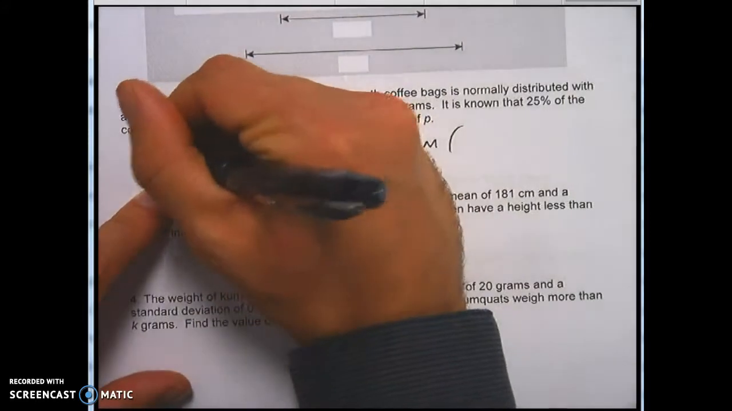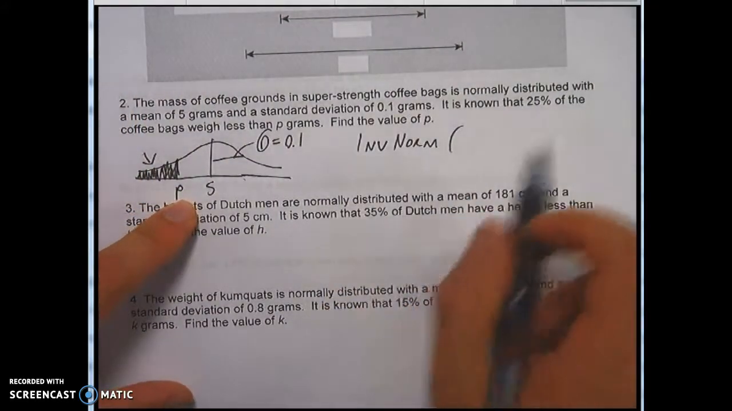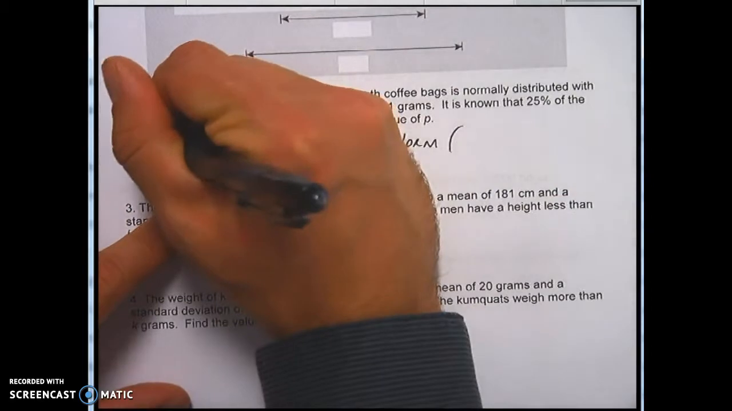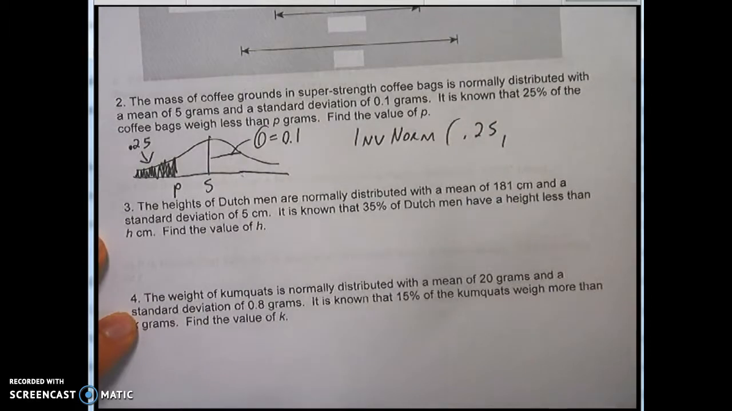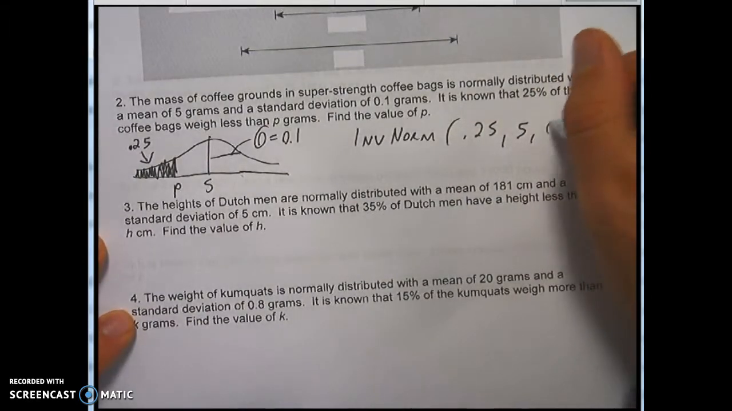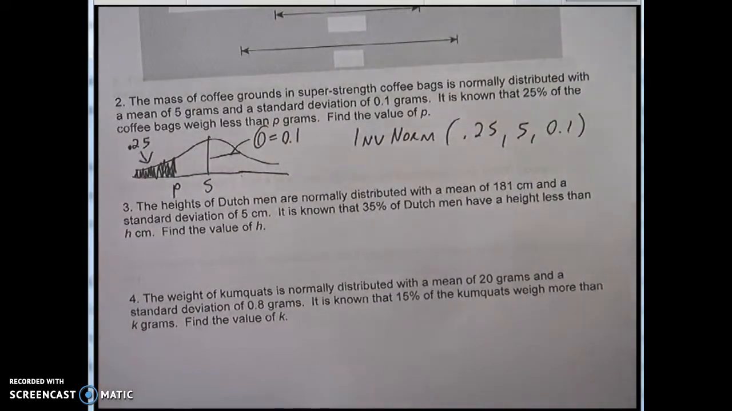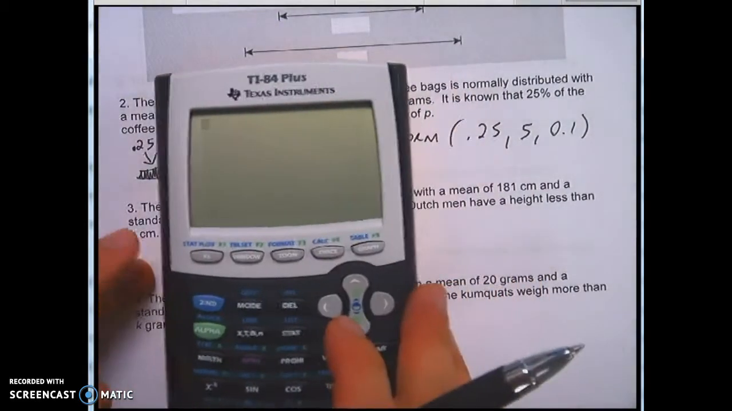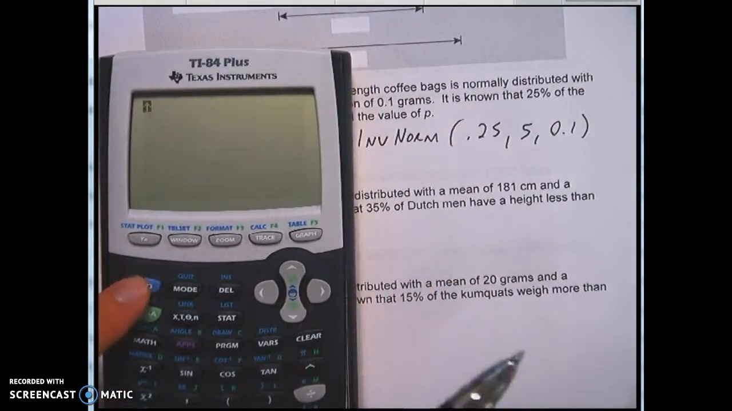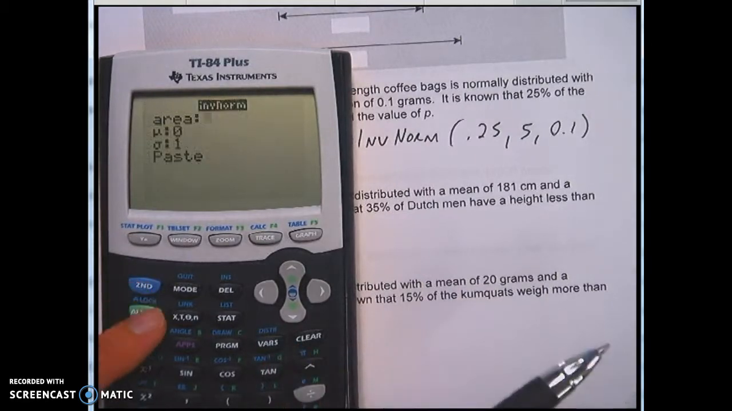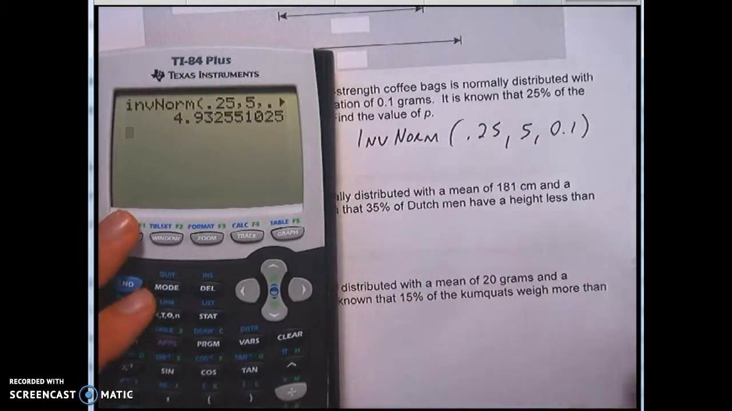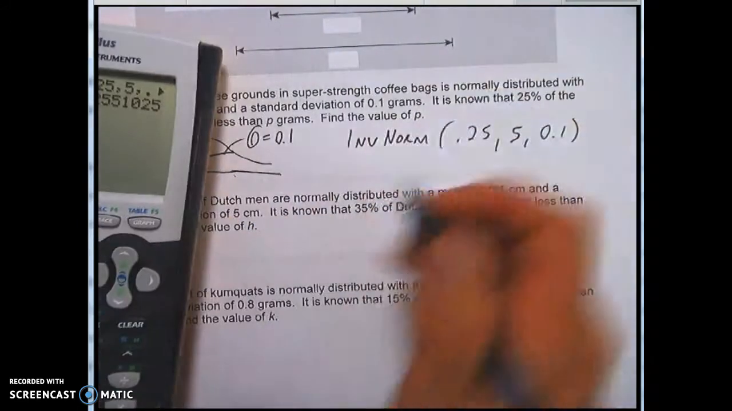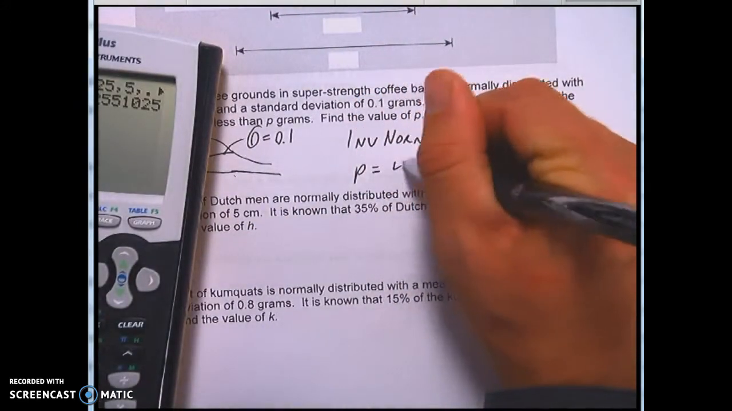And the probability below that value of p, they said, is 25%, which is 0.25. So I'm going to type in 0.25, the mean of 5, and a standard deviation of 0.1. To get that in the calculator, it's second vars 3. I'm just going to type it in, 0.25, 5, and 0.1. And that gives me 4.93. So that value of p equals 4.93.